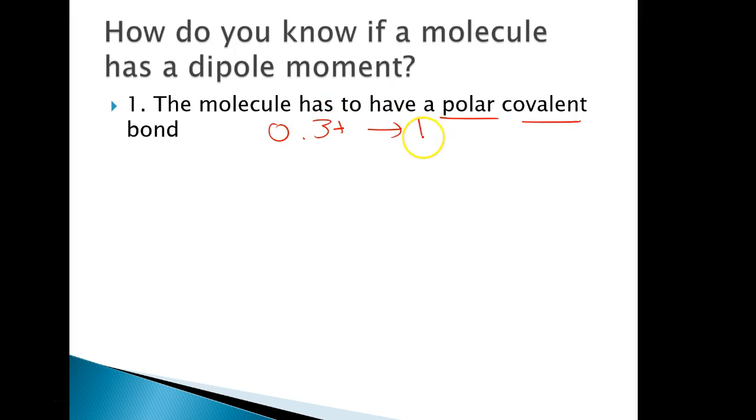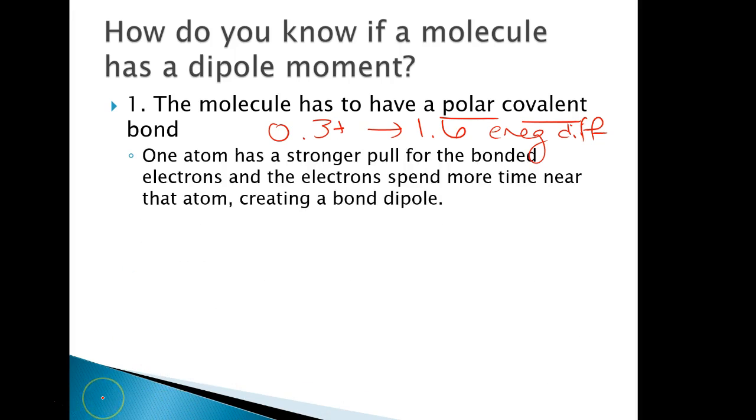0.3-ish up to about 1.6 electronegativity difference. When you subtract the numbers, you get a number between 0.3 and about 1.6. So if it's ionic, it doesn't count. If it's nonpolar covalent, it doesn't count. Okay. And in that situation, you have one atom that has a stronger pull. Remember, it's a tug of war for the electrons in the bond, and the electrons will spend more time near that atom, and that creates a bond dipole. Not the molecule, not a molecular dipole, but a bond dipole.